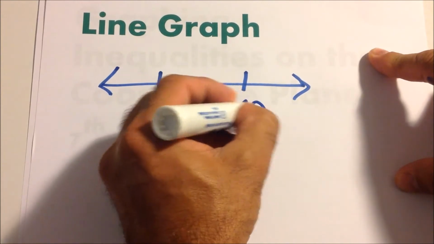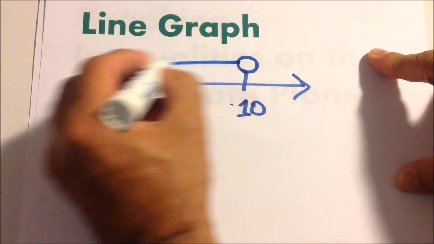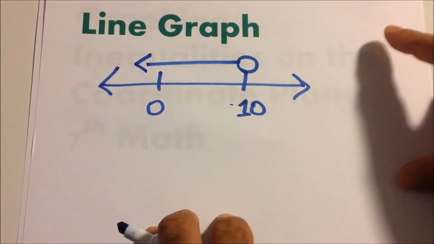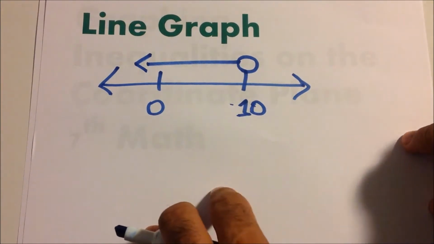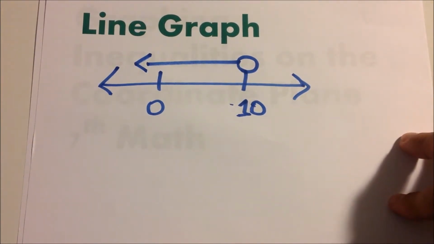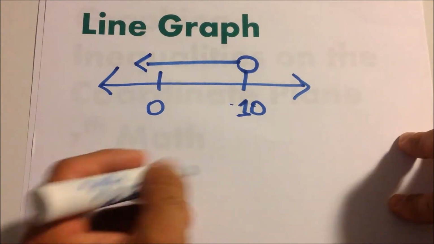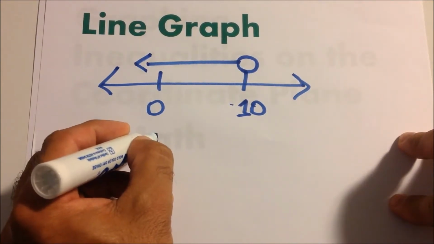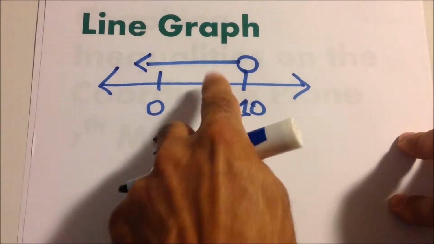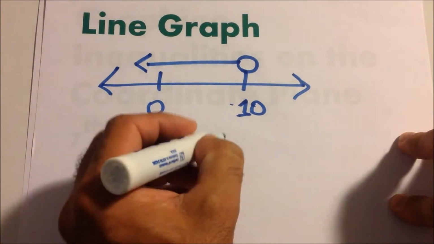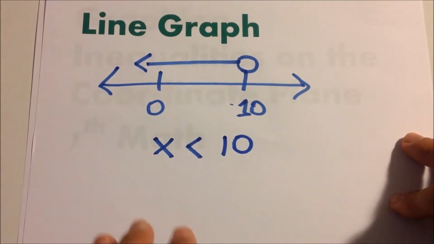Make that 10. How would you write that? If you saw that, how would you write that inequality? Okay, we can use any variable. We'll just say x for now. We're saying x is less, the arrow's pointing this way, it's less than 10. Simple as that.